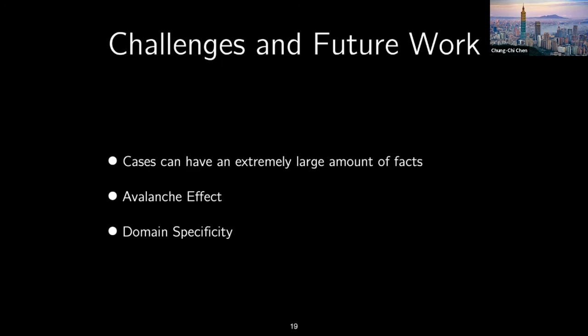Facts of the case can also span from a few sentences to hundreds of sentences, depending on how complex the case or the situation is. We also deal with a lot of avalanche effect. Avalanche effect is a property where a small change in the input results in a massive change in the output. Two case files can have a large overlap between the facts of the case, but a single difference can result in one case file violating and the other not violating a particular regulation.